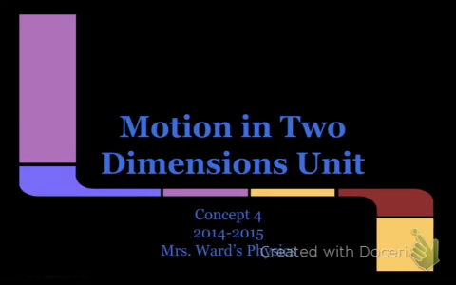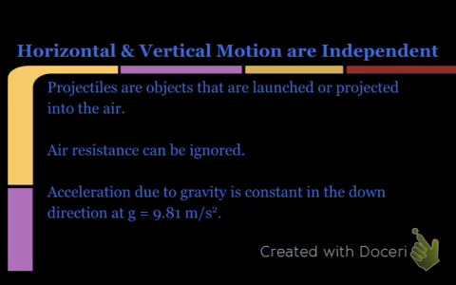Tonight your notes are going to be over Concept 4 in our Motion in Two Dimensions unit, talking about projectile motion. So first thing is that in projectile motion, horizontal and vertical motion are independent of one another. We talked about this in class. This applies also to velocity and acceleration. X and Y in general are independent.